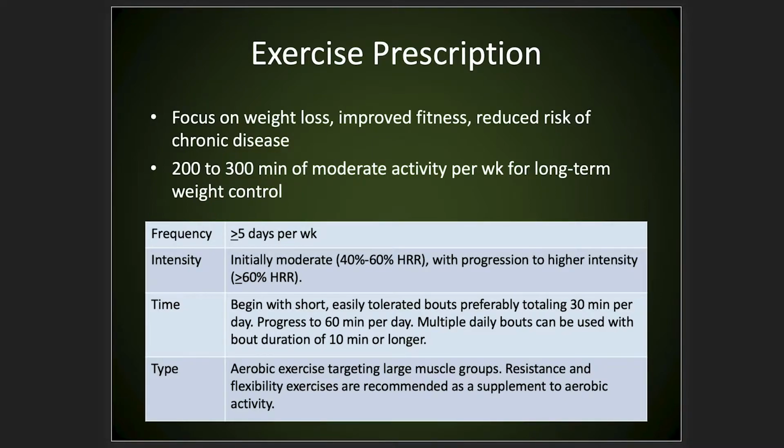So 200 to 300 minutes of moderate activity per week for long-term weight control. And we have the FITT recommendations down below: the frequency, intensity, time, and the type. So 5 or more days per week, and the initial moderate 40 to 60% heart rate reserve, with the progression to higher intensities greater than 60% heart rate reserve. So we're looking at maybe 12 to 14 or 15 on the Borg scale.